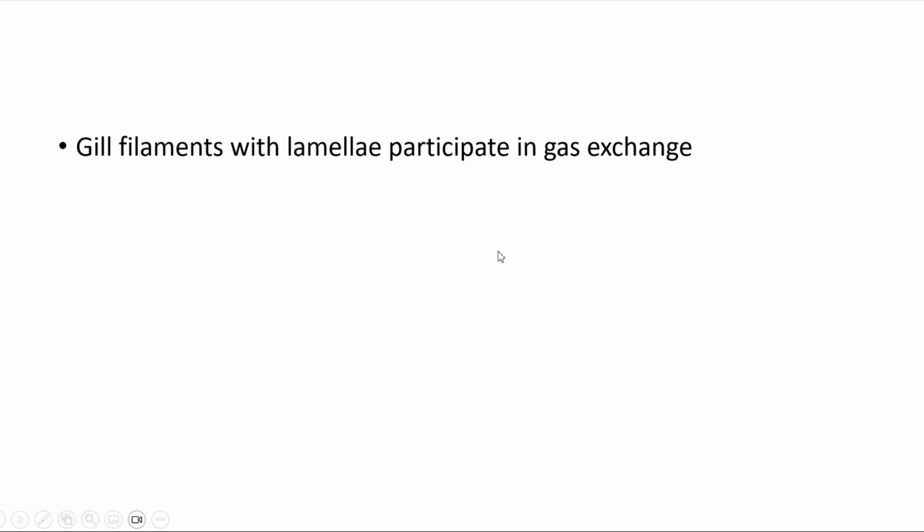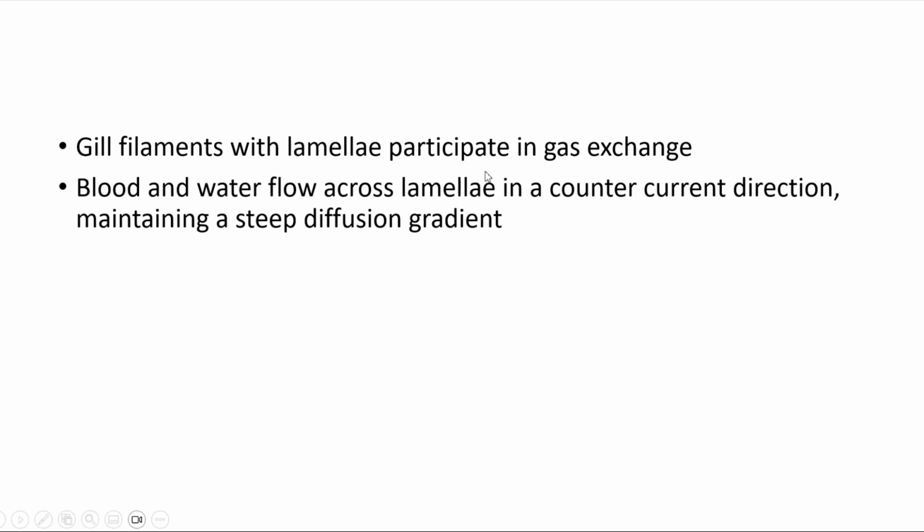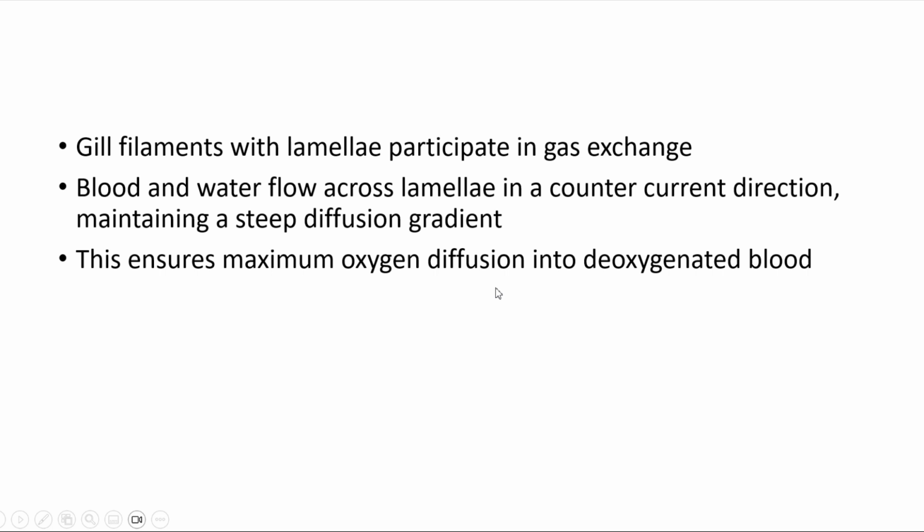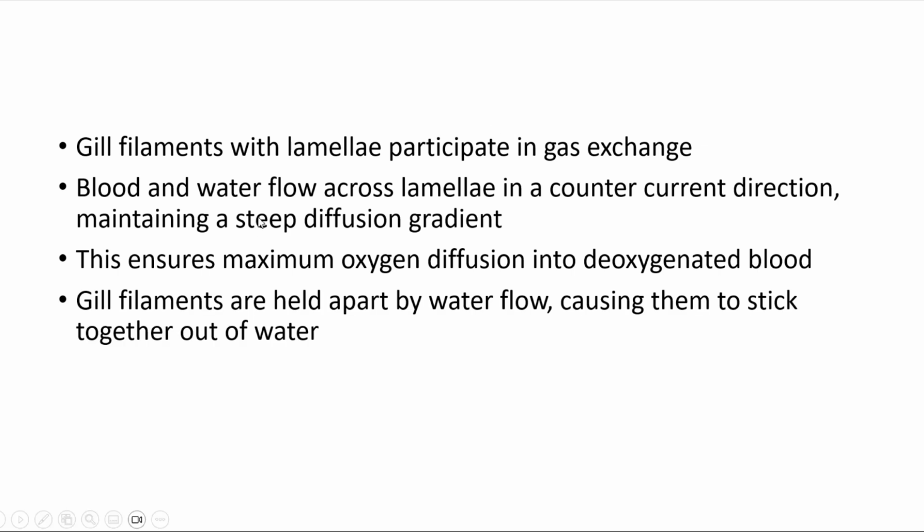On these arches, we've got gill filaments, which are the actual gills themselves, and they have little lamellae. Lamellae participate in gas exchange. Blood and water flow across the lamellae in a counter-current direction. I'm going to talk about that in a minute. They maintain a steep diffusion gradient. This ensures maximum oxygen diffusion into deoxygenated blood. When you talk about maintaining a steep diffusion gradient, you've got to say it maintains it across the whole length of the lamellae, or across the whole length of the gill filament.